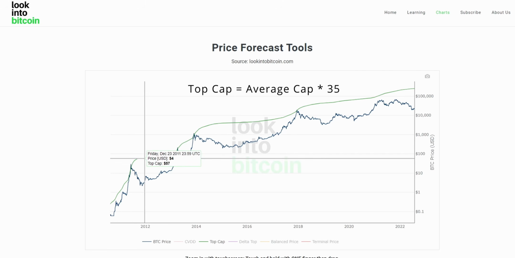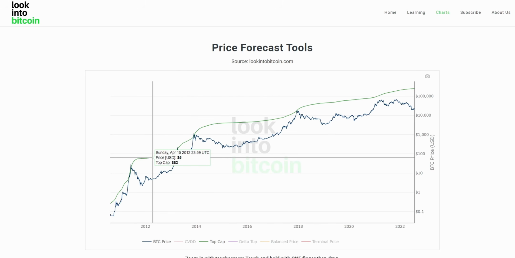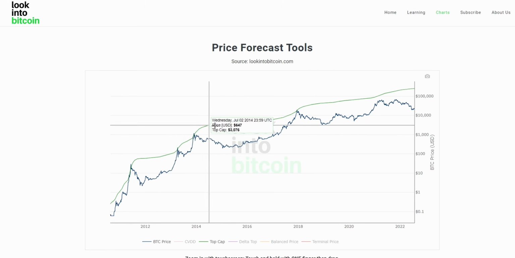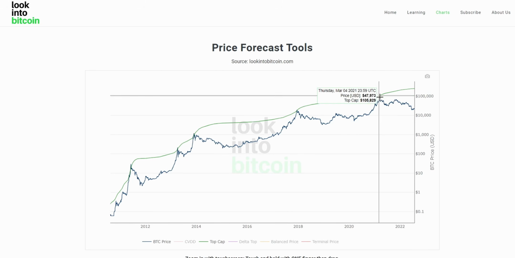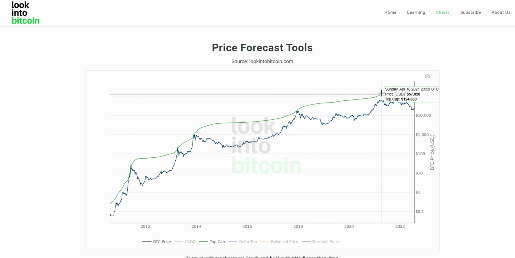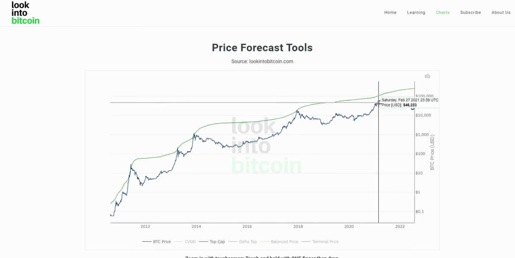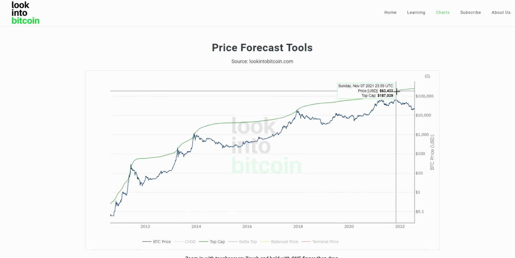Now, again, this is a somewhat arbitrary number, but once we multiply this value, this average cap, which it is called, by a value of 35, we get this top cap metric. And as we can see, historically, this has been great for calling market tops, except for in the most recent cycle where Bitcoin didn't actually reach this top cap target, which was just above $100,000 as Bitcoin's price began to peak for the first time.